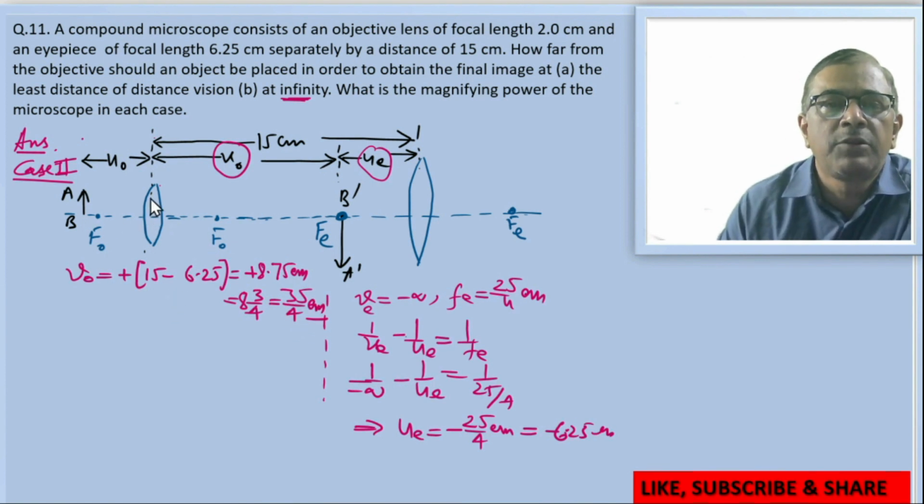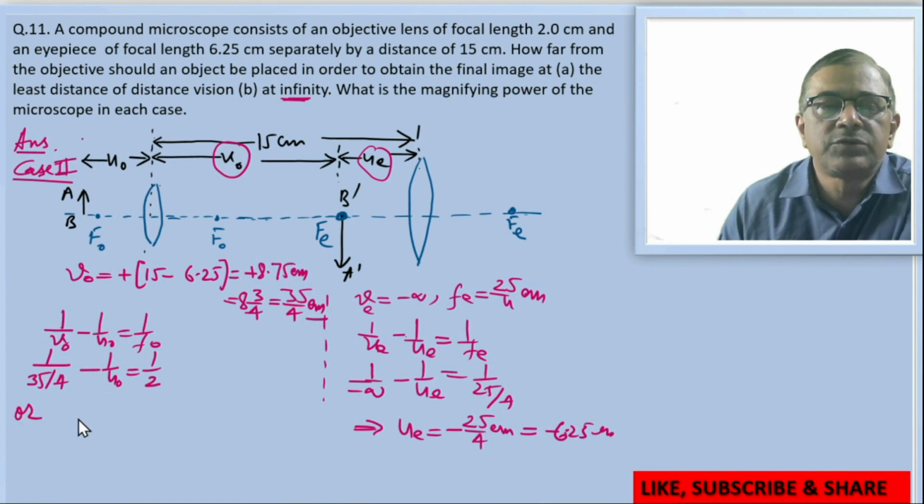Now next part. Now use lens formula for this objective case. This is 1 by VO minus 1 by UO is equals to 1 by FO. The value VO is equals to 35 by 4, UO is to be calculated, and the value FO is equals to 2. So 1 by UO is equals to 4 by 35 minus 1 by 2. Take 35 into 2 as LCM. So we should get 8 minus 35.